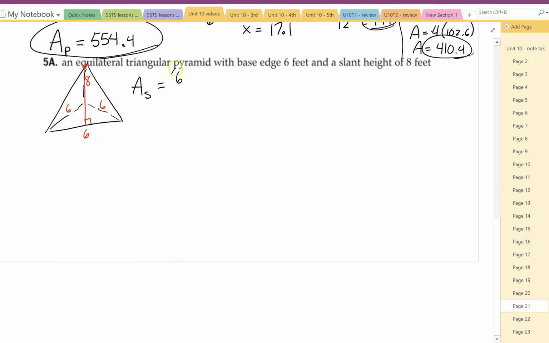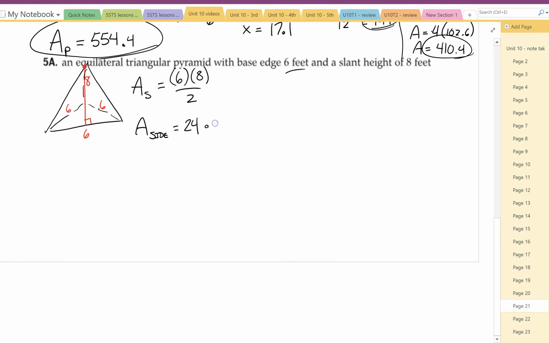So if I want to know the area of one of the sides of the pyramid, it's going to be the base, which is 6, times the slant height, which is 8, divided by 2. Right? Base times height divided by 2. That's just the formula for the area of a triangle. So the area of a side of the triangle is 48, right? 6 times 8 is 48 divided by 2, which is 24. So each of the 3 sides of that pyramid are 24 square feet.